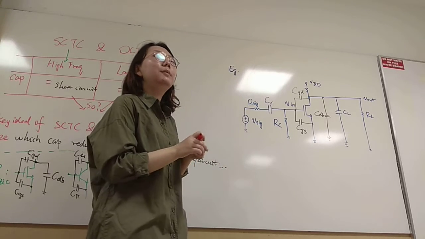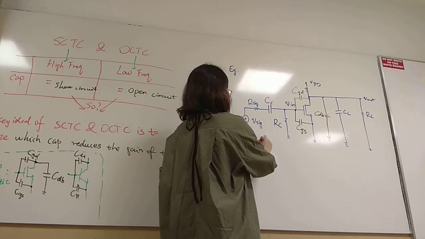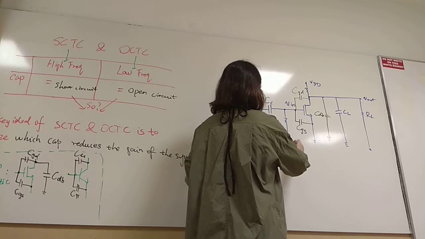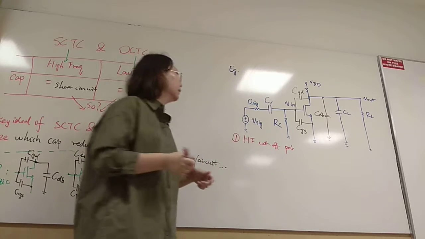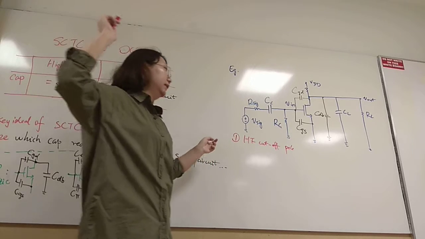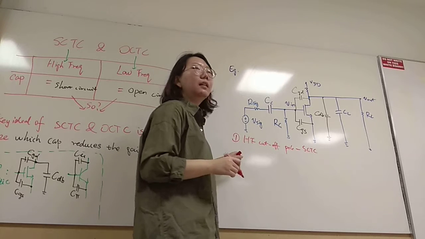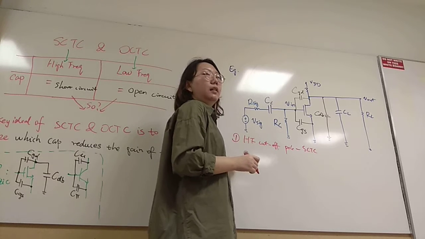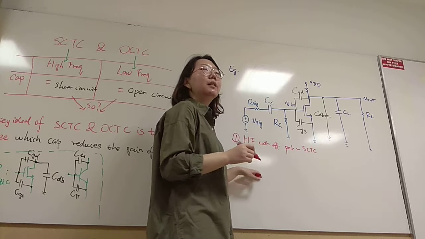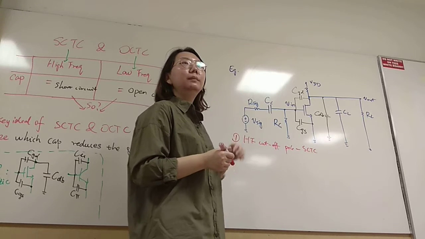Short circuit, which one? Let's say first we want to find a high frequency cutoff pole. So high frequency is to use your SCTC. Then what's next? How to use your SCTC? You just keep the capacitor, one at a time. The one on the right side first.